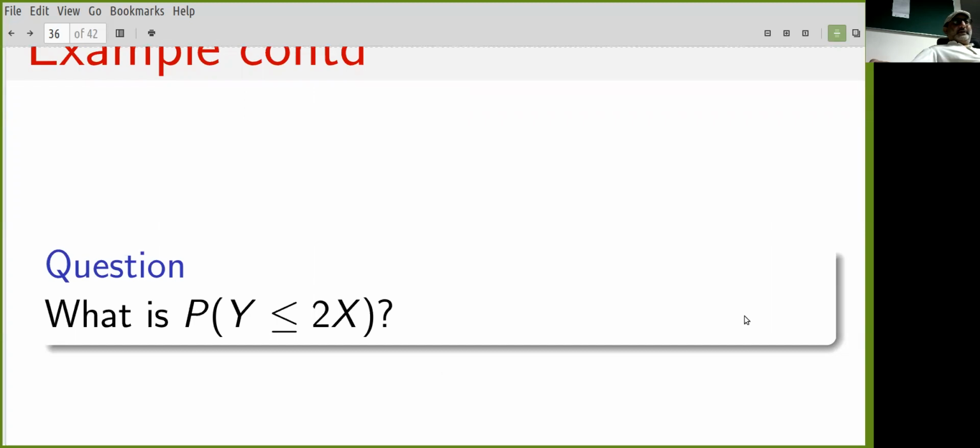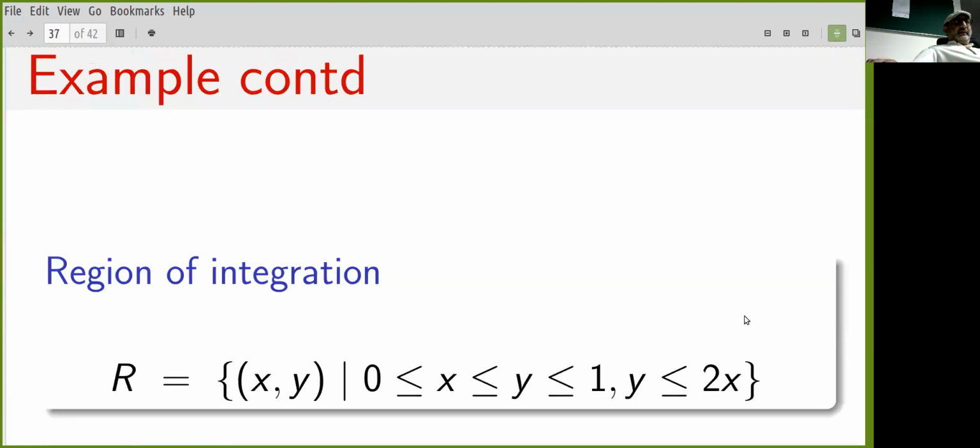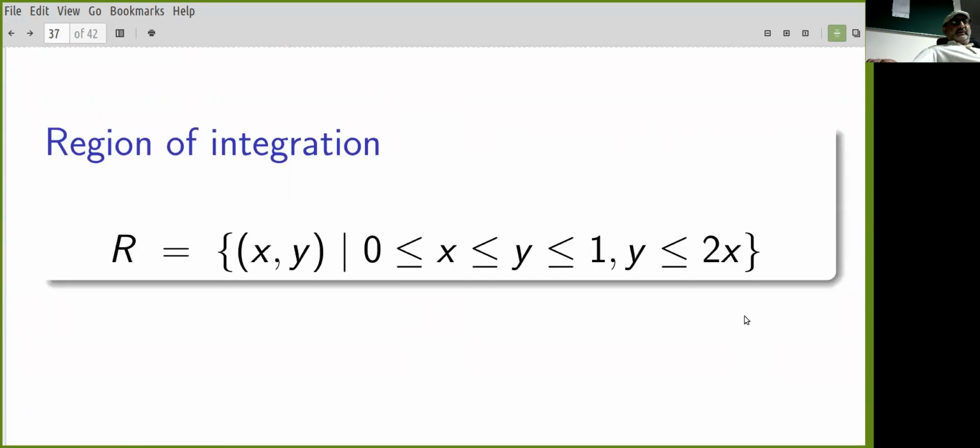Now, what's the probability that y is less than or equal to 2x? Okay, so you have to integrate over the region in the plane in which y is less than or equal to 2x. And there's no point in integrating where the PDF is giving you zeros. So we can just stick to this region given by 0 less than or equal to x less than or equal to y less than or equal to 1 with y less than or equal to 2x.